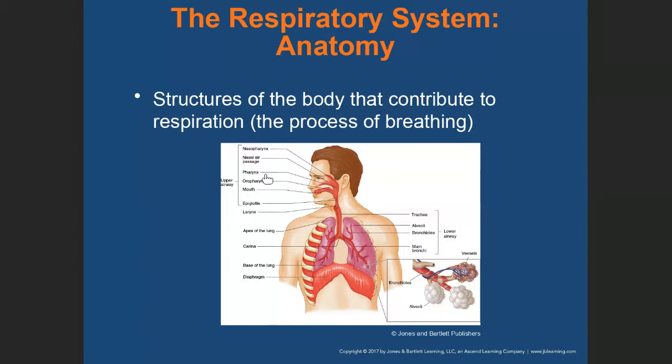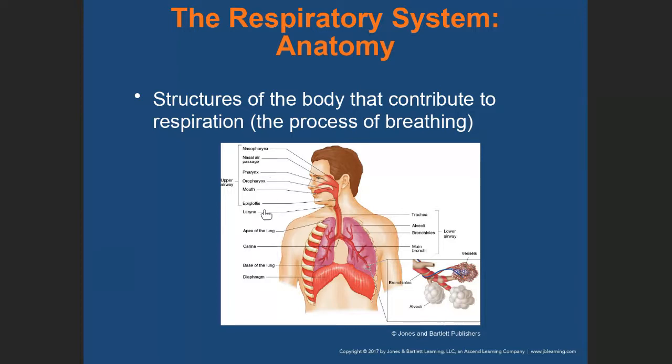So let's move down to the lower airway. Now, the lower airway starts below the larynx or glottic opening. Oh, before I move on to the lower airway, let me just point this out.